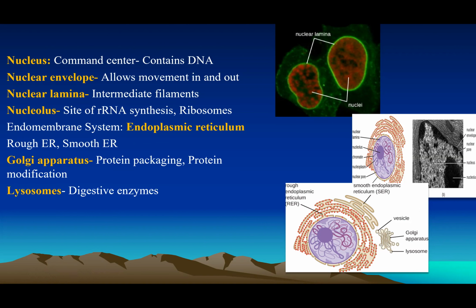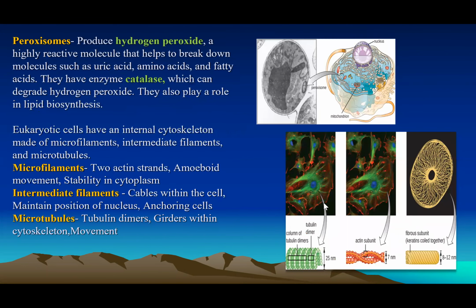Lysosomes will have little pockets of digestive enzymes. Ribosomes are involved in protein synthesis. Peroxisomes produce hydrogen peroxide, which is a reactive molecule, and that will help to break down uric acid and other unwanted things in the cell. They also have catalase that can degrade the hydrogen peroxide. They will also play a role in lipid biosynthesis.